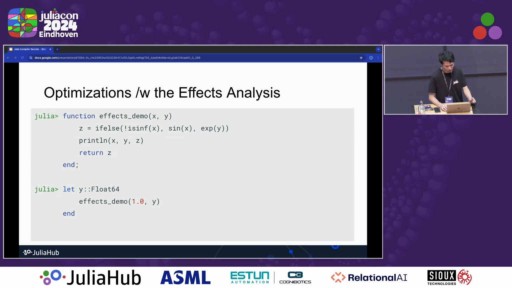And as a concrete example, let's consider this function effect_demo and its call site where the value of the argument x is known to be constant 1.0 and the type of the argument y is known to be Float64.